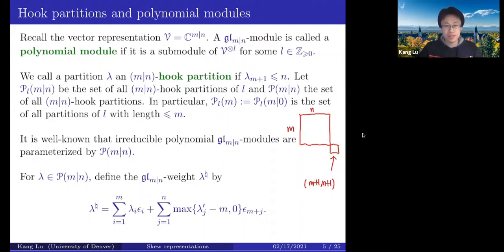For a hook partition, you can define a GL(m|n) weight. It's given in such a way. Those numbers can be understood in the following way. If you have a partition, then for the first m rows, you just read through the rows. But starting from the (m+1)th, you read from the columns. So the columns starting from here. This is m and this is n, for example. You read from these columns here and so on. You don't consider it in the ordinary way, you just consider the conjugate actually for the odd part.